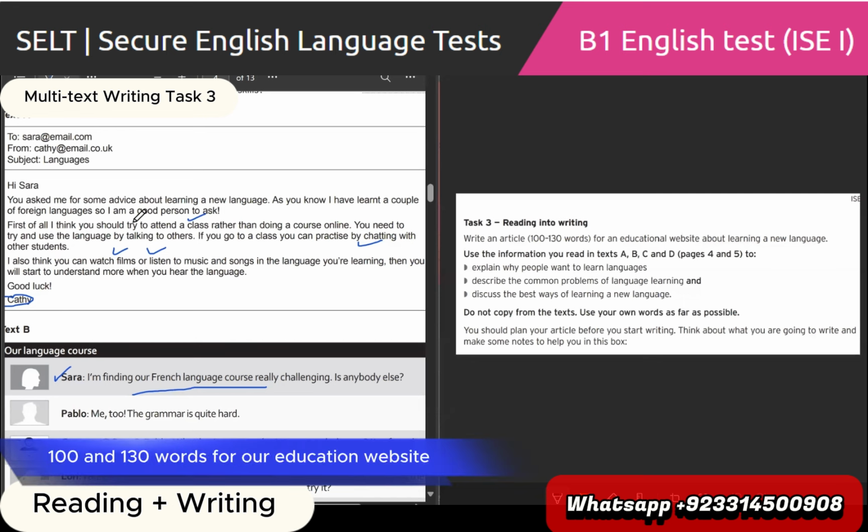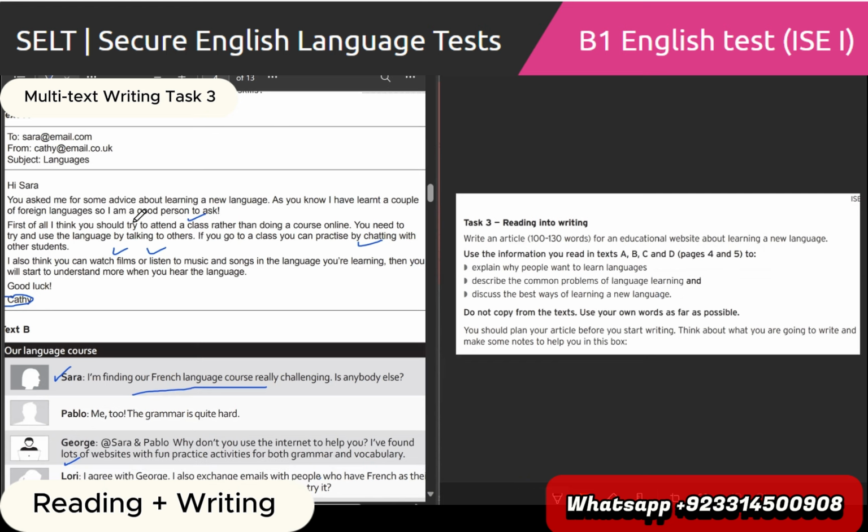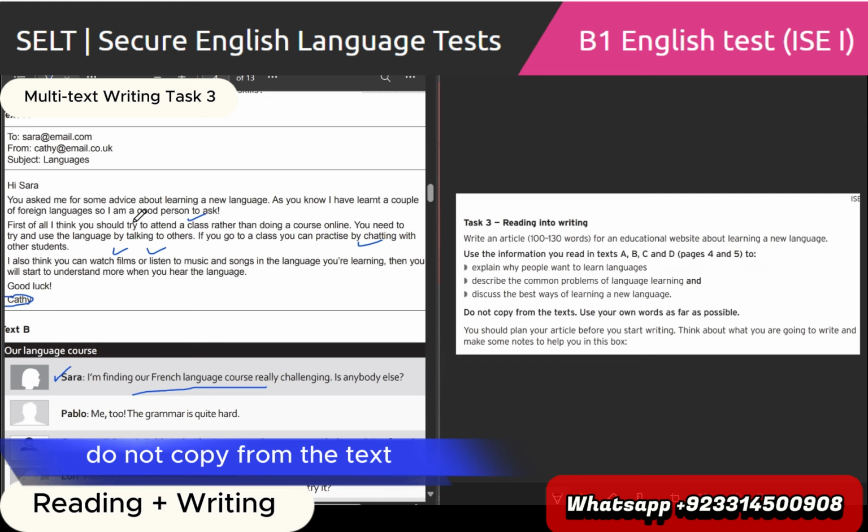Write an article 130 words for an education website about learning a new language. Use the information you read in text A, B, C, and D, pages 4 and 5 to explain why people want to learn languages. Number 2, describe the common problems of language learning. And number 3, discuss the best ways of learning a new language. Do not copy from the text. Use your own words as far as possible. You should plan your article before you start writing. Think about what you are going to write and make some notes to help you in the box.